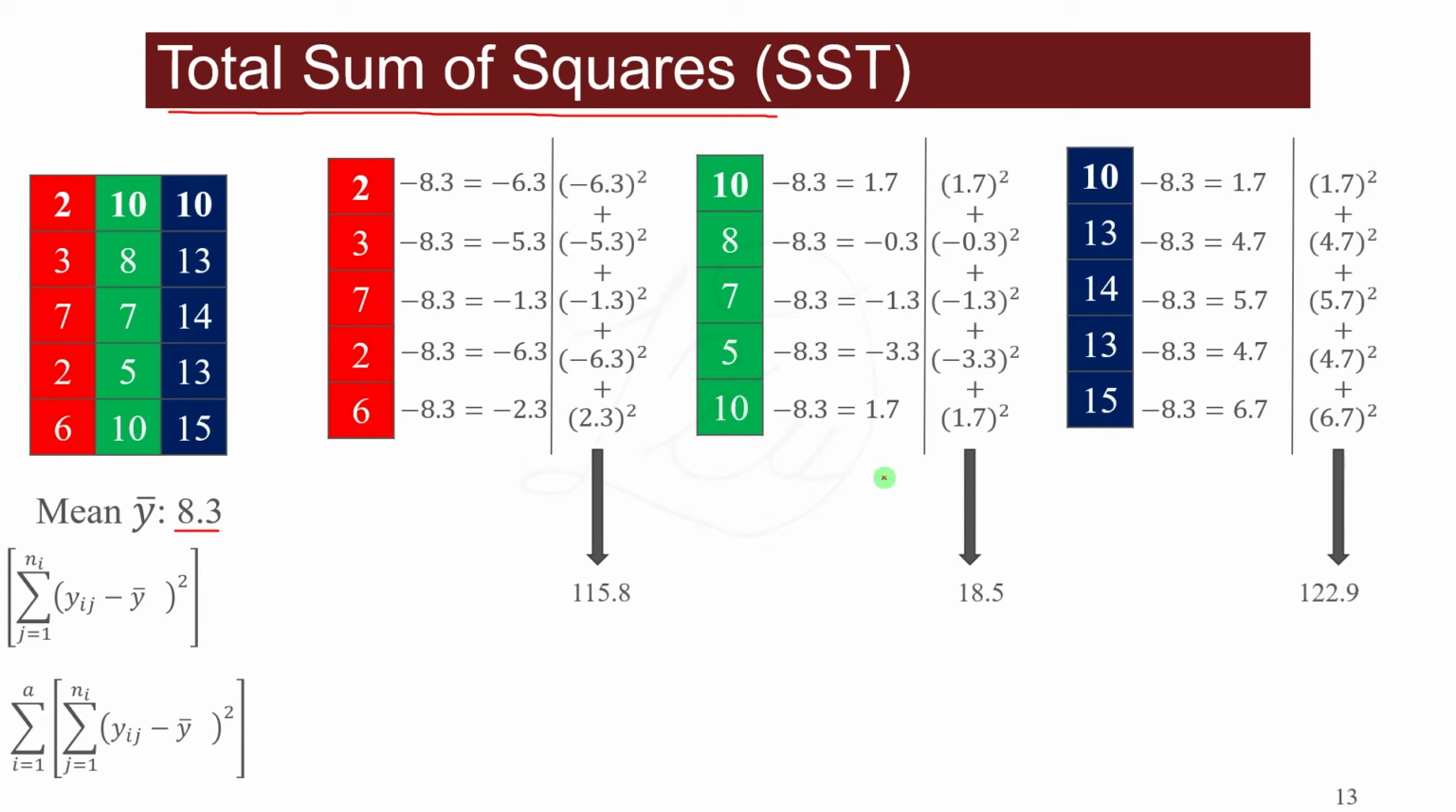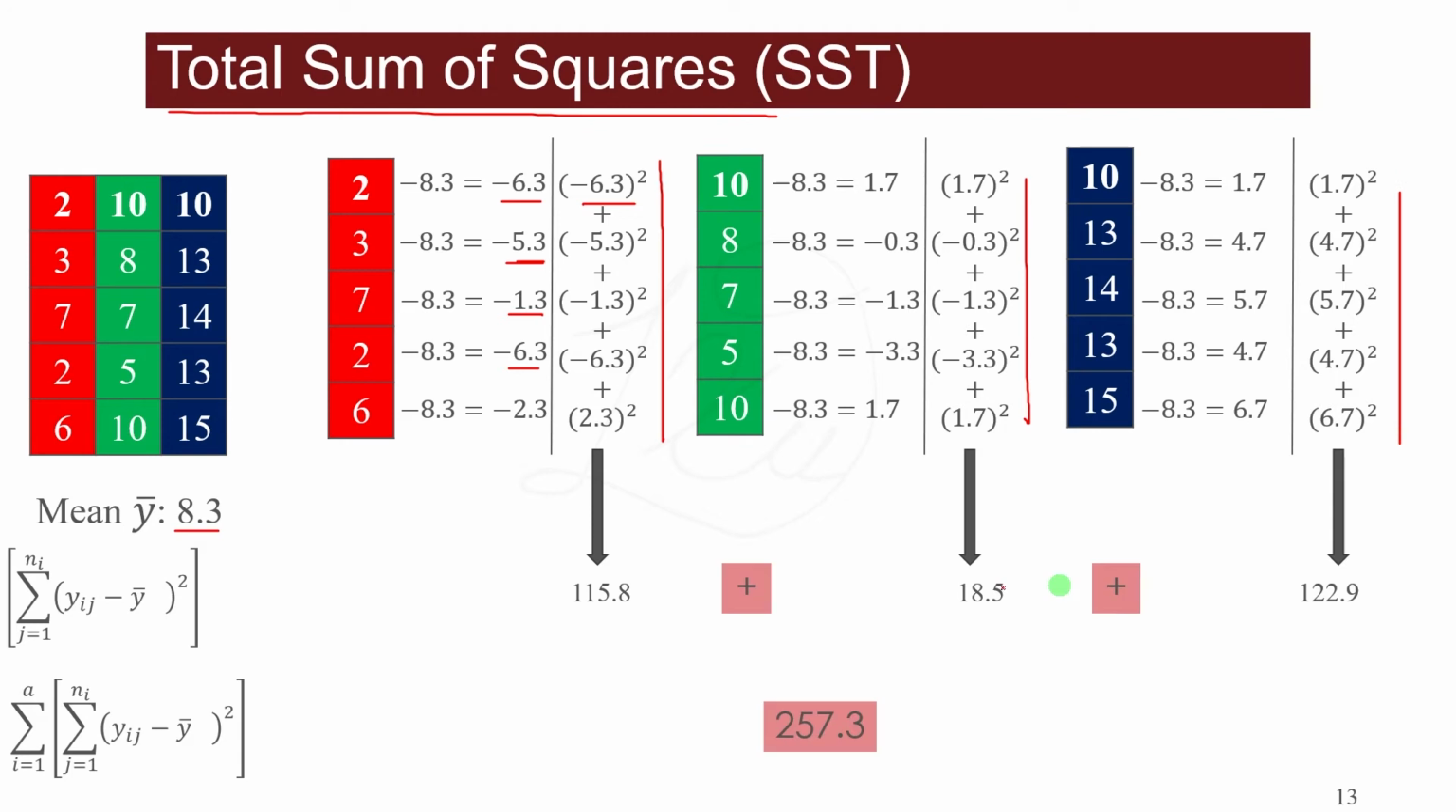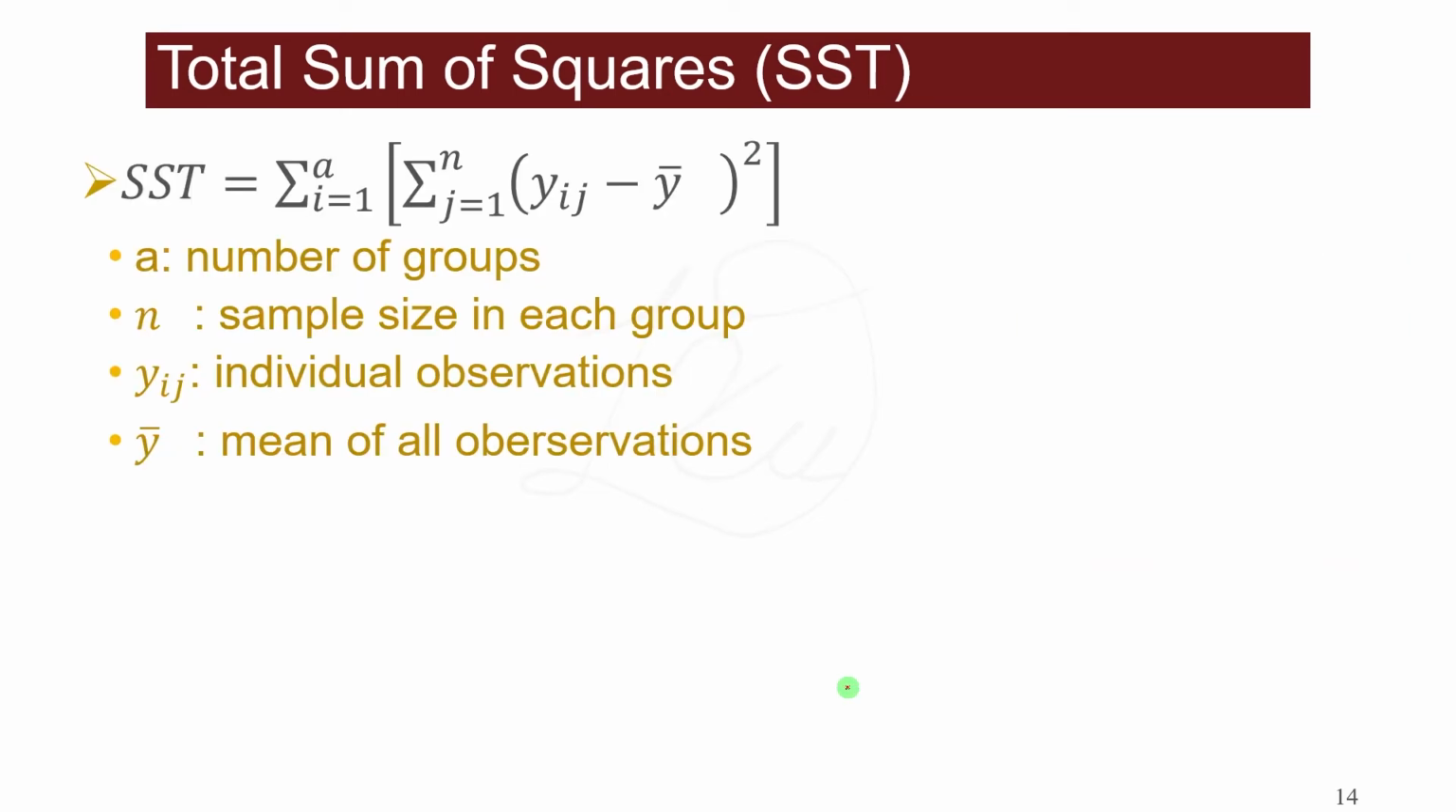Next, square the results. So we have the result here, we square the result, and we do this for all these results and sum up all of them. So the total of these, and these. Finally, we got the result is 257.3. The total sum of squares calculation can be expressed as mathematical notation shown here.